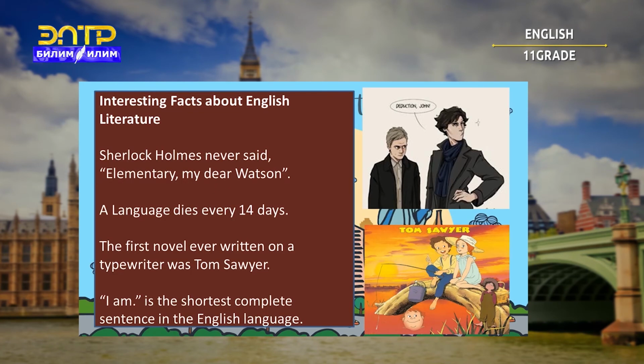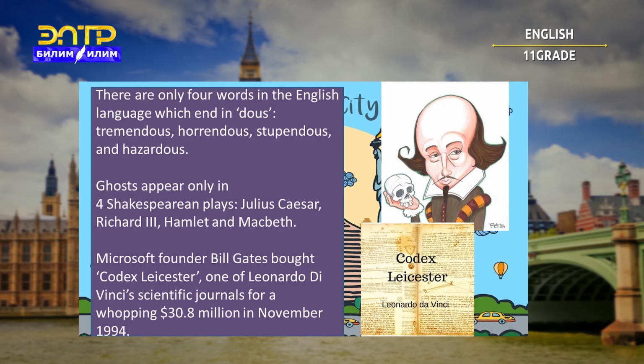Interesting facts about English literature. Sherlock Holmes never said "Elementary, my dear Watson." A language dies every 14 days. The first novel ever written on a typewriter was Tom Sawyer. "I am" is the shortest complete sentence in the English language. There are only 4 words in the English language which end in "dous": tremendous, horrendous, stupendous, and hazardous.